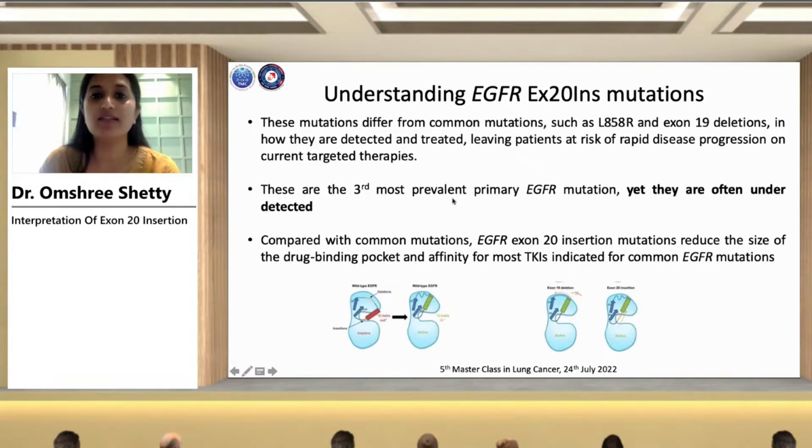So these are the third most prevalent primary mutations. And compared with the common mutations, what is different about EGFR exon 20 insertion mutation is that they reduce the size of the drug binding pocket. This is the loop, and because of these alterations, the drug is not able to bind, and so the response is not common.